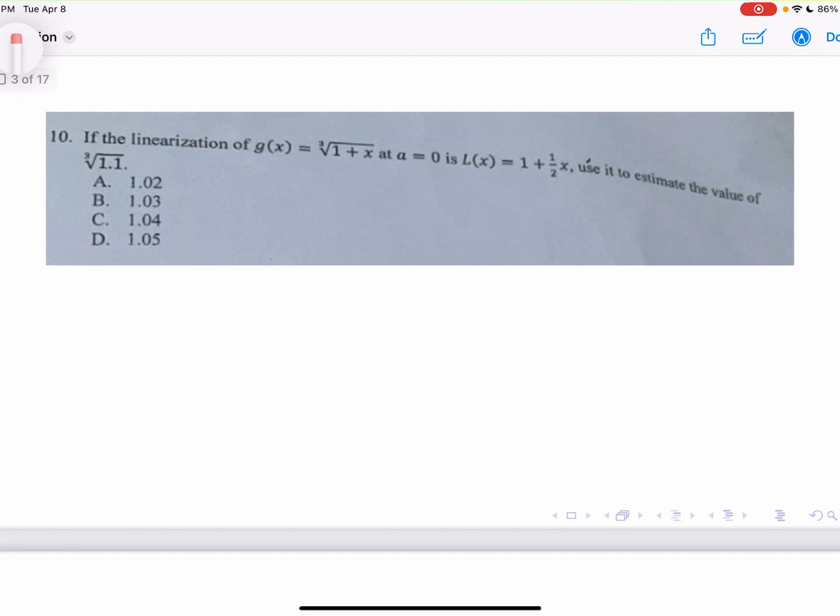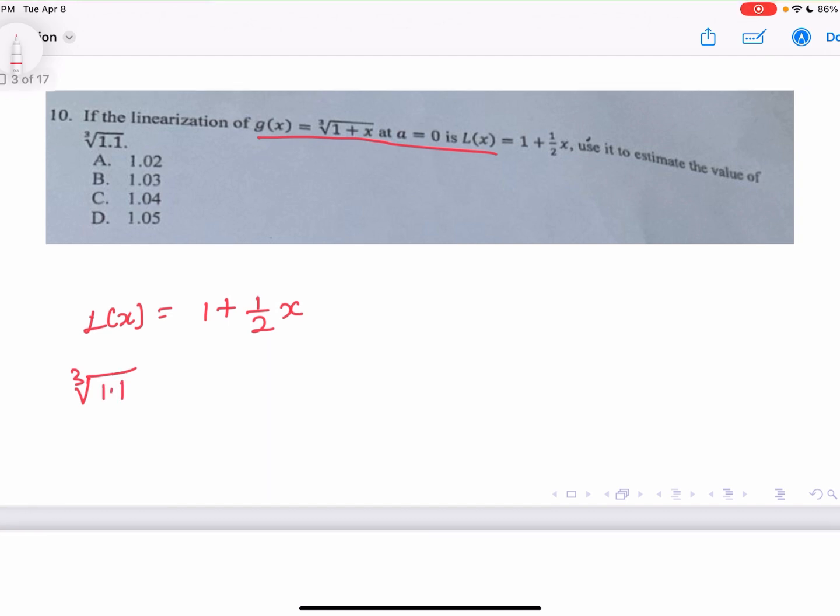So now with our next question, we've been given the linearization of g as 1 plus 1/2 x, and we are to use it to estimate the value of the cube root of 1.1. So here, what's g? g was giving us the cube root of 1 plus x. So now we have to use it to evaluate this.